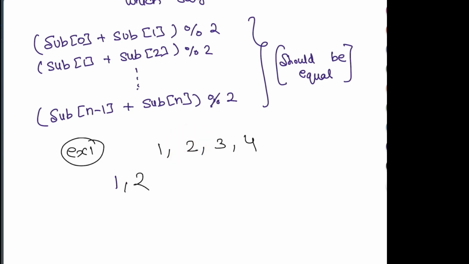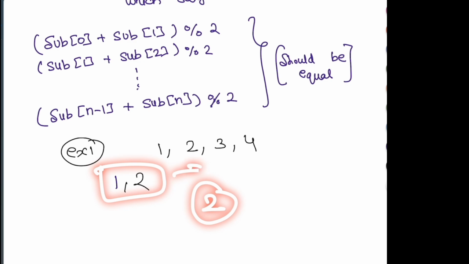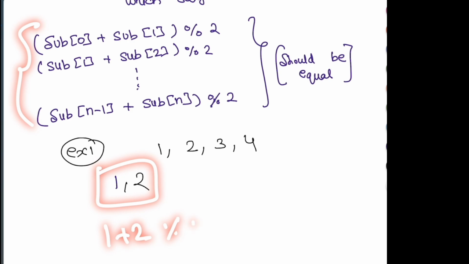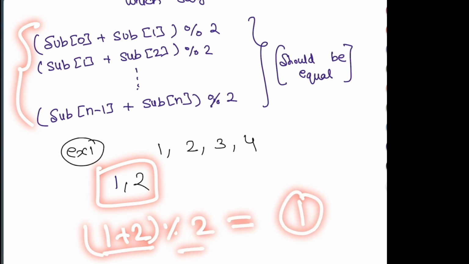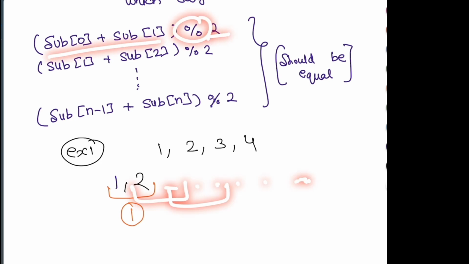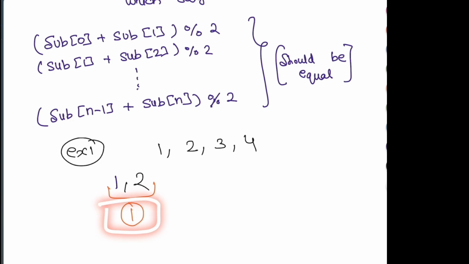If 2 is my second element and now I have 2 elements in my subsequence, then I can apply this particular formula. I can say (1 + 2) mod 2, this will be 3 mod 2, which is equal to 1. So for this data, the formula is giving the output as 1. So now whatever subsequence you are about to create, for every 2 consecutive elements, the sum taken mod 2 should produce the output 1.